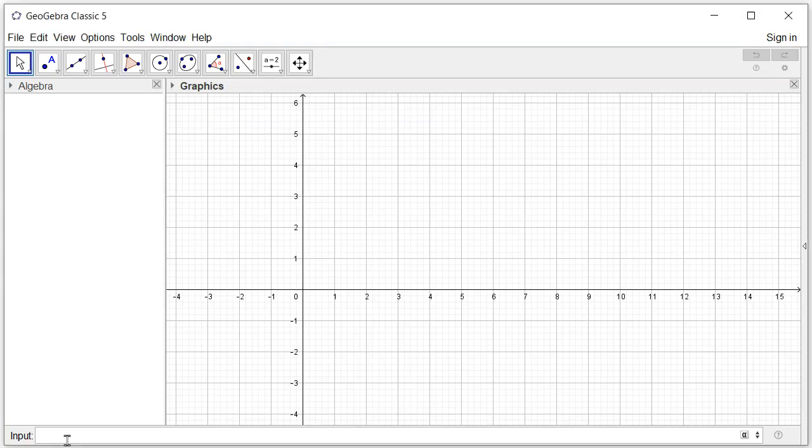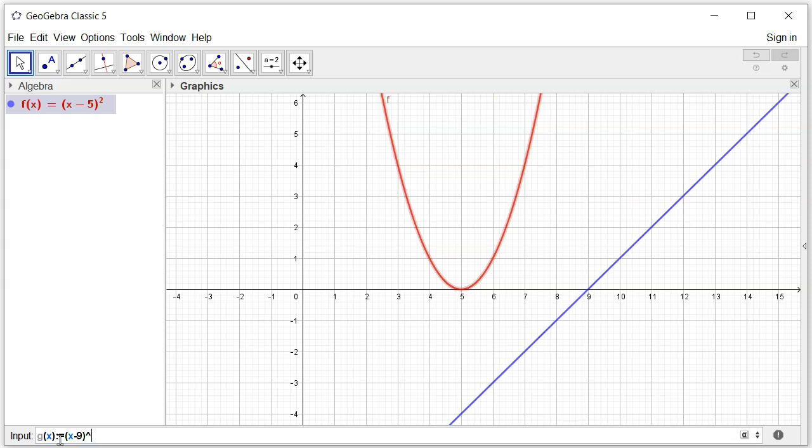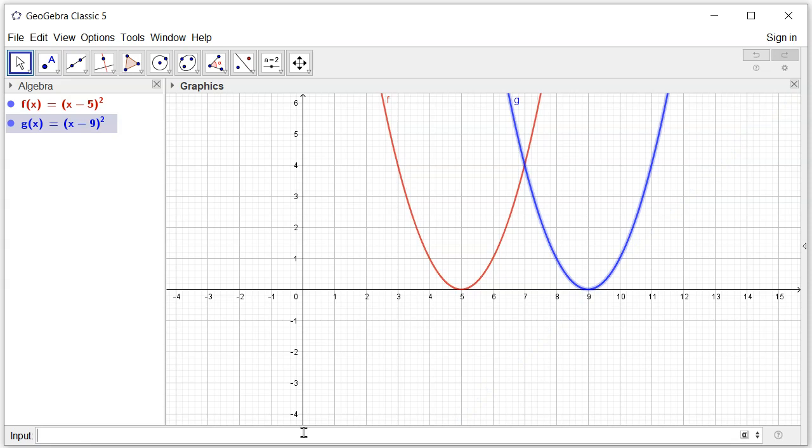I'm going to sketch the picture. I'll call f of x equal to (x minus 5) squared, so it looks like that. The other one I'll call g of x equal to (x minus 9) squared, right? So we have that, and the region is right here. I'm going to indicate it with an integral.